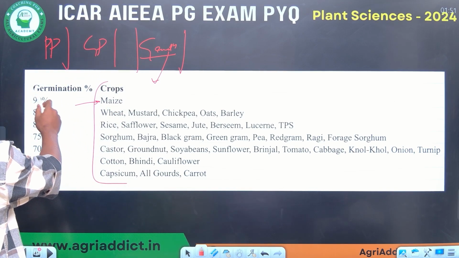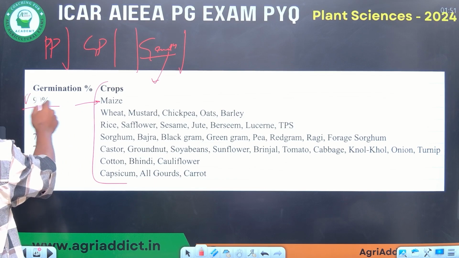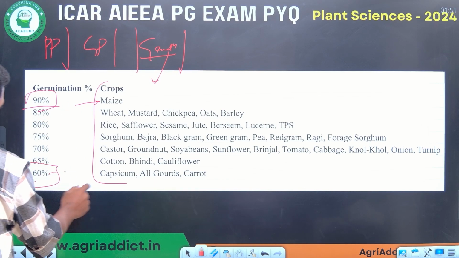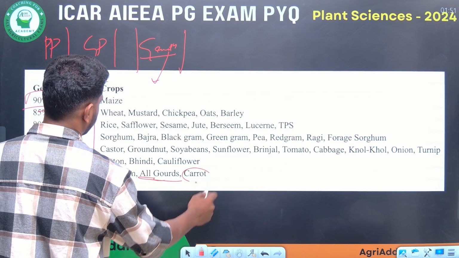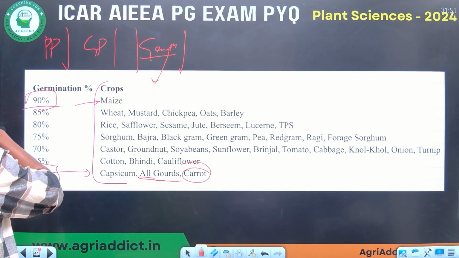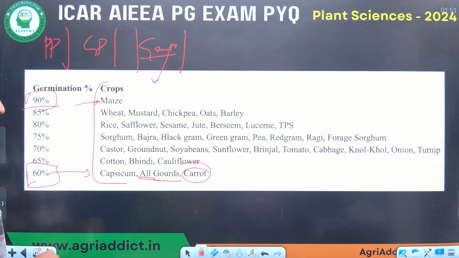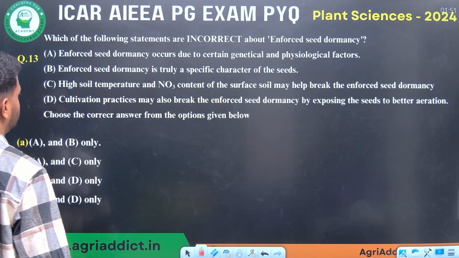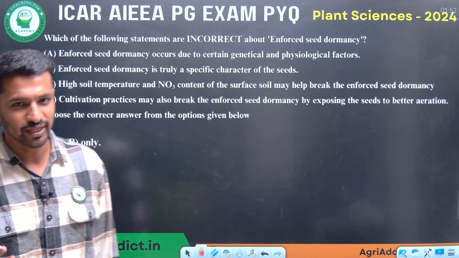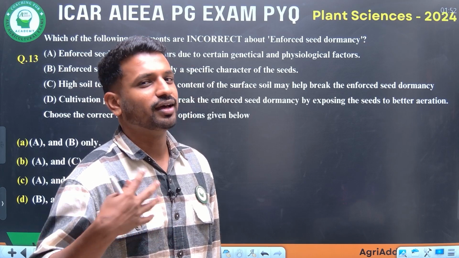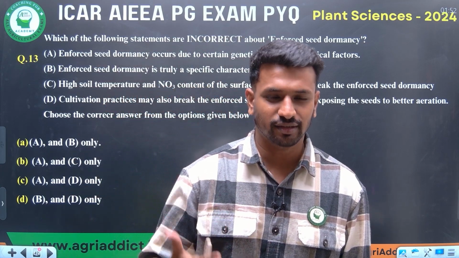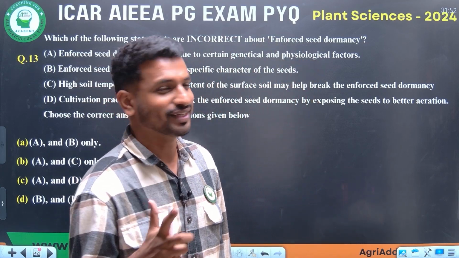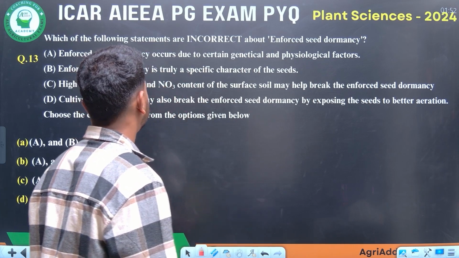Very simple. Remember, the highest germination is in the case of maize, the lowest is 60 in the case of capsicum, all gourds and carrot. And next you have 85, 80, 75, 70 and 65. Hope it is clear. Once you get the PDFs, please make sure to write it down somewhere and revise it regularly until you write the exams. That's important. Okay, let's go to the next question.